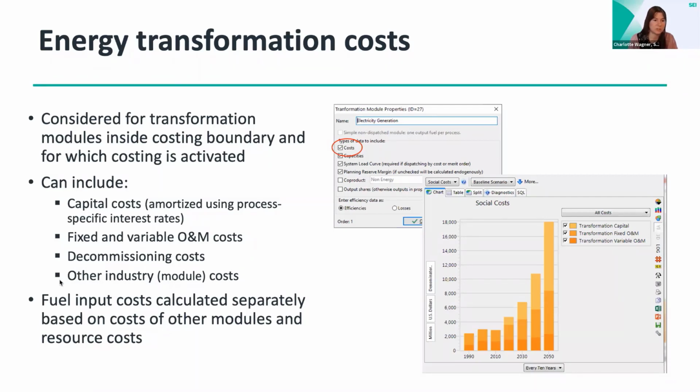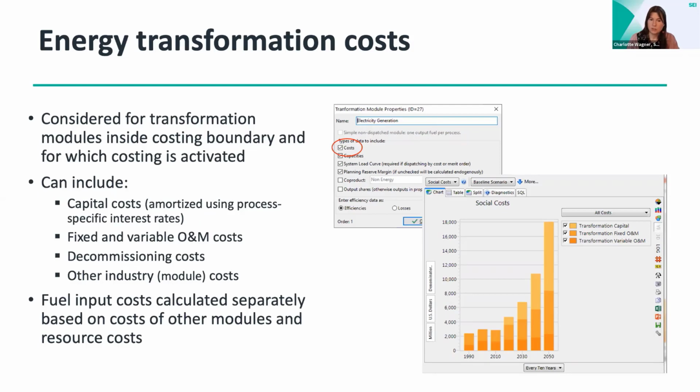So these include capital costs, costs for new equipment, or building new infrastructure, and these are amortized during the process using process-specific interest rates over the lifetime that that piece of equipment is being used. You can add fixed and variable operation and maintenance costs. You can add costs for retiring equipment, decommissioning costs, and you can also add other industry and module costs.